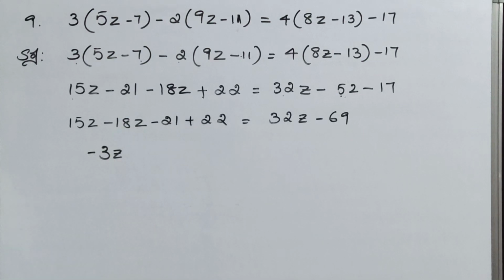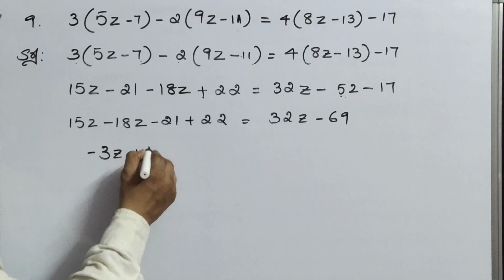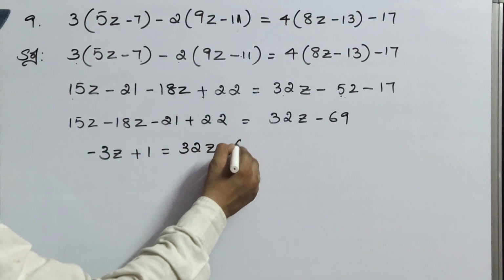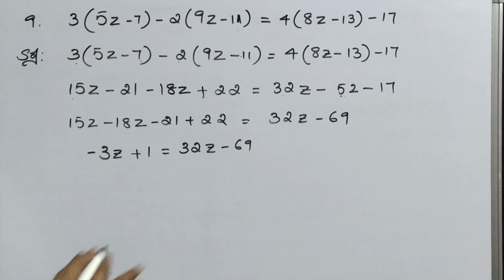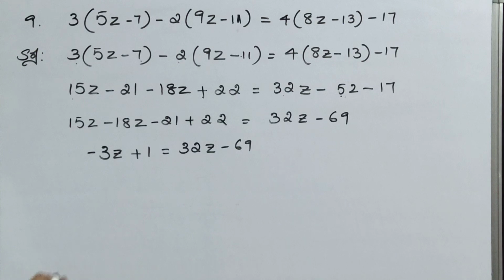22 and 21, 1 plus 1 minus. So 22 minus 21 is plus 1, equals 32z minus 69. Now bring all the left-hand side to variables and send the right side to numbers.